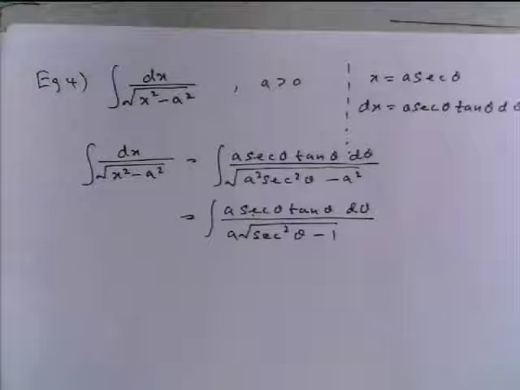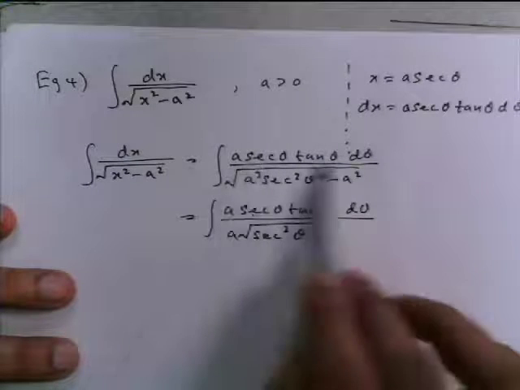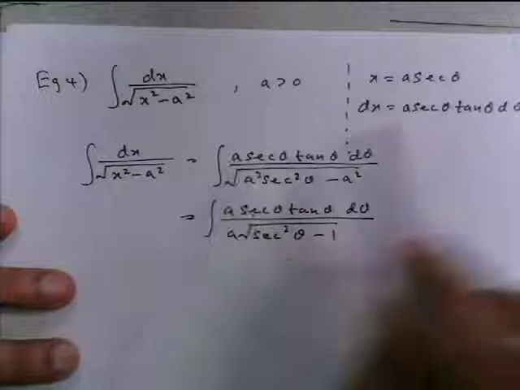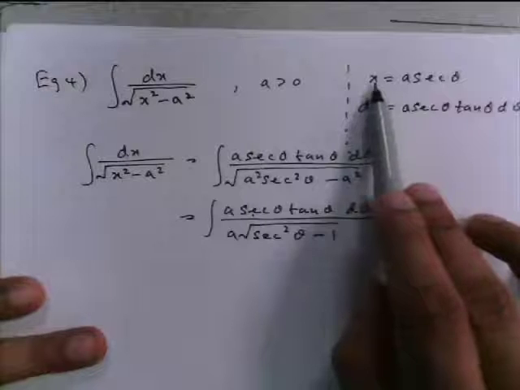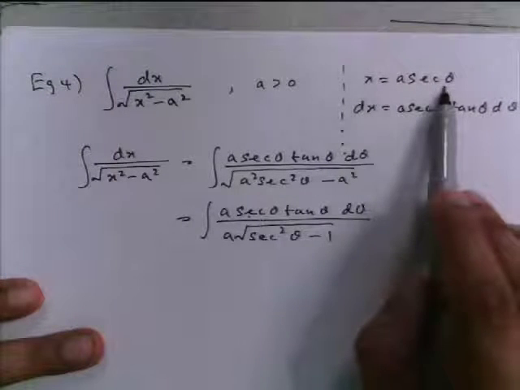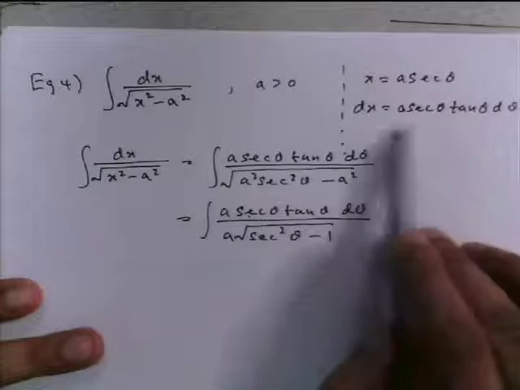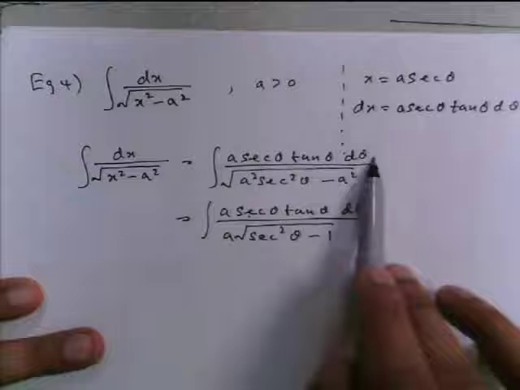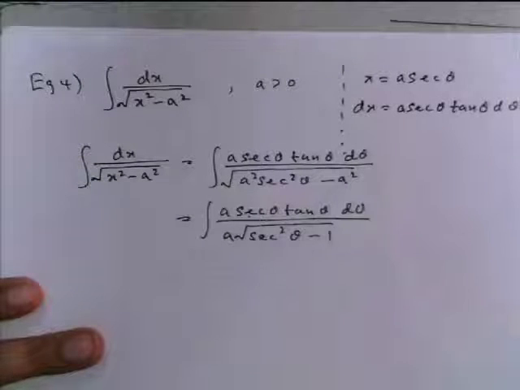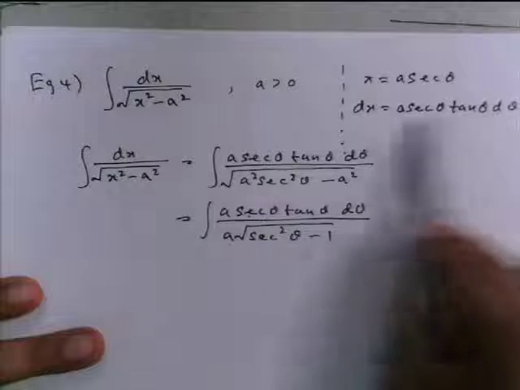So you plug in a secant theta tan theta. You mean this top one? Wouldn't that just be d theta up there? No, because x equals a secant theta, so what's the derivative of secant theta? Secant tan. Yes, so dx equals a secant theta tan theta d theta. So there are three things. It comes here because of dx, because I replace dx by that, the big one.